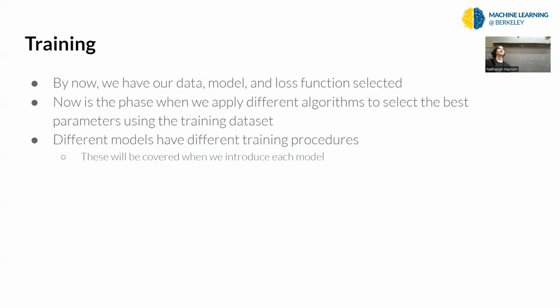This is a very fast slide on training. But now we have our data, our model, our loss function. We have to apply different training procedures. This is going to be covered later on, but our training procedure is pretty much unique to which model we have. For classification, it might look like we have our mean squared error, and then we have our optimizer.